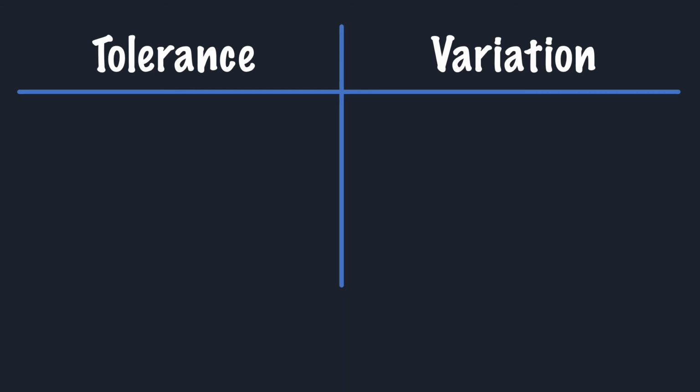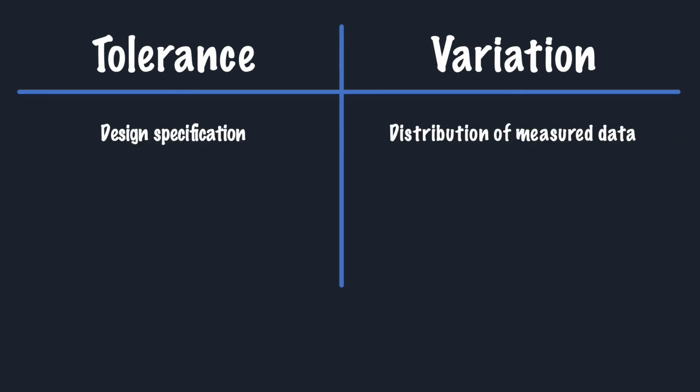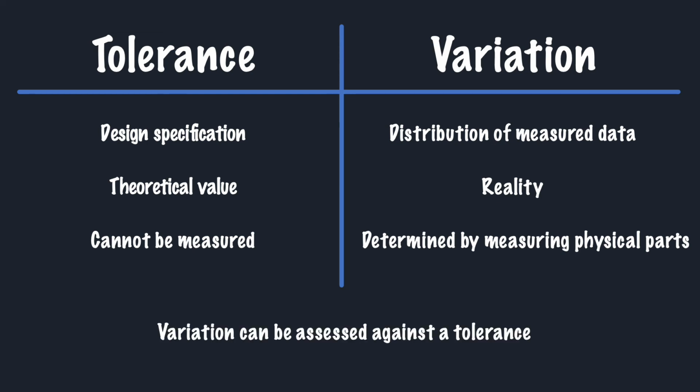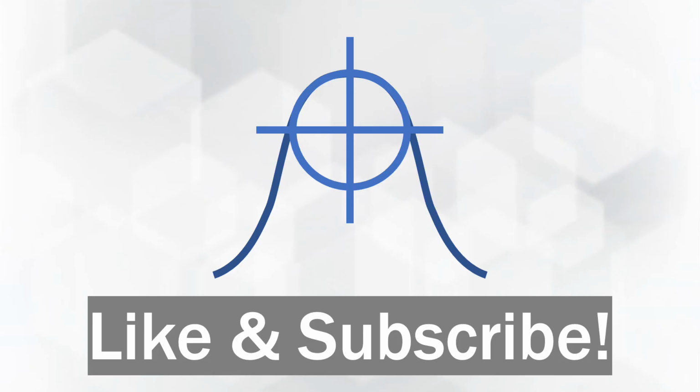So let's now summarize by comparing key differences between a tolerance and variation. Tolerance is a design specification, variation is the distribution of data. Whilst a tolerance is a theoretical value, variation is what we see in reality. A tolerance cannot be measured. If we measure multiple physical parts, we can calculate the variation. Finally, we can assess variation against a tolerance.